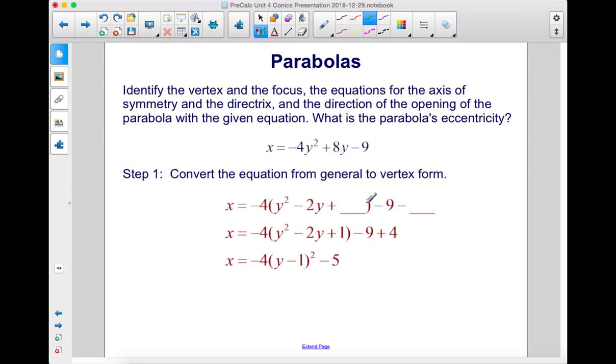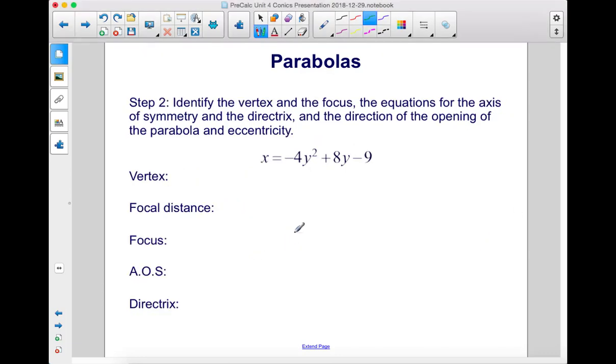So we need to complete the square here. First we factor out the -4, and then we figure out what to add in. So -2 divided by 1 is -1. -1 squared is 1. So we add 1 in here. Now we don't just subtract 1 over here, because since this 1 is multiplied by -4, we've actually subtracted 4 right here. So we're actually going to have to add 4 on the end. And then we simplify and we get x equals -4 times y minus 1 squared minus 5.